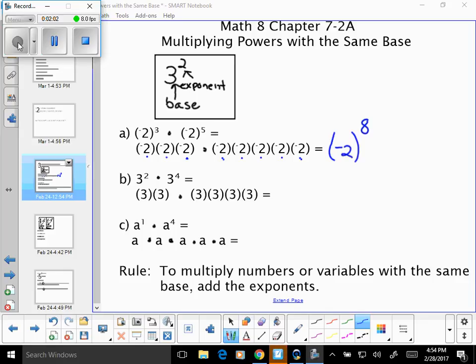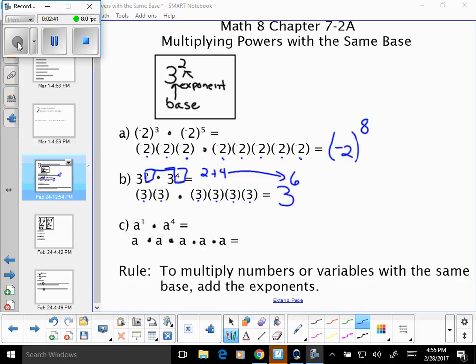Now, if you'll notice, we have a second example. 3 squared, which means 3 times 3, times 3 to the fourth, which means 3 times 3 times 3 times 3. Now, if we really look at this, we have 1, 2, 3, 4, 5, 6. So we have 3 to the 6th power. Now, if we look at the exponents, 2 plus 4 equals 6.